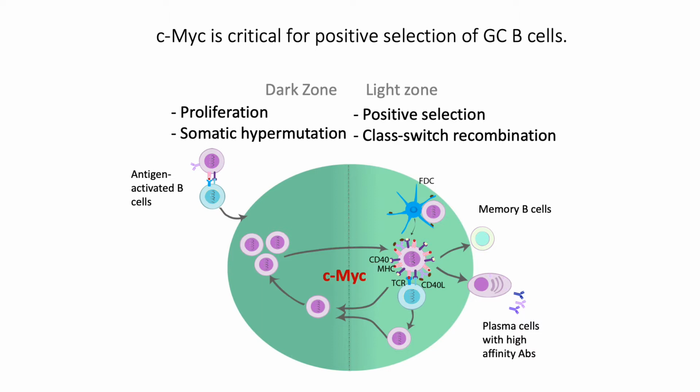Germinal centers are composed of two compartments, the dark zone and the light zone, in which B cells are positively selected. Transcription factors such as c-Myc are transiently expressed in these positively selected B cells, and it's necessary for the continuation of cell cycle reentry during the selection process to produce high affinity antibodies.